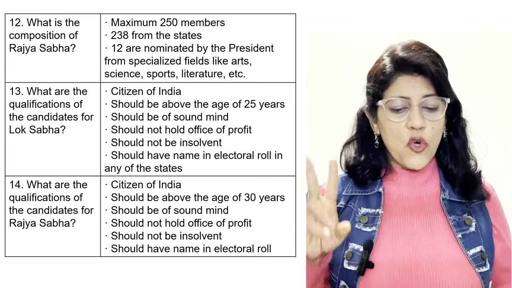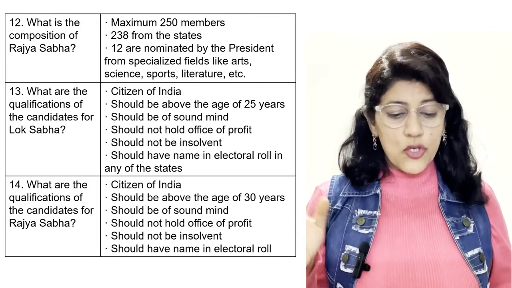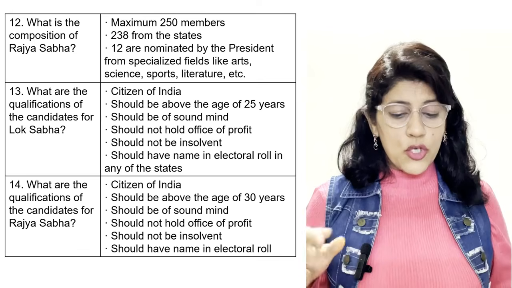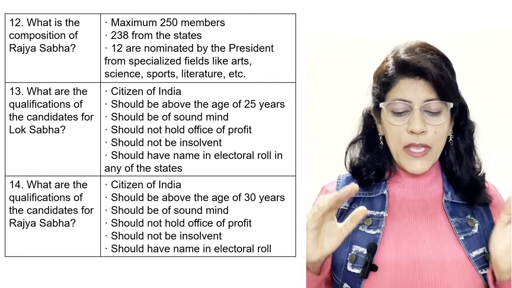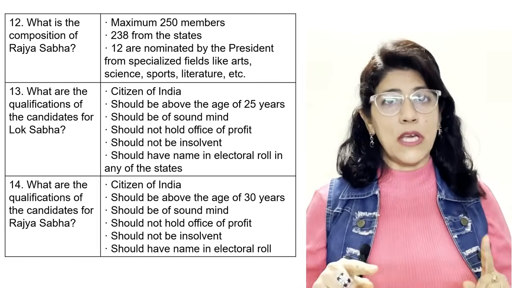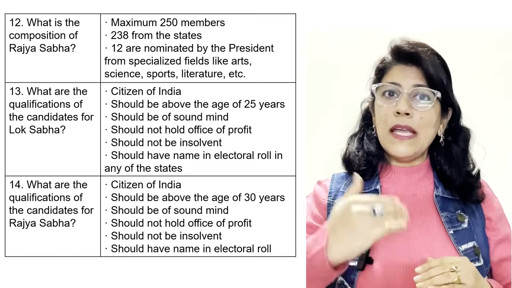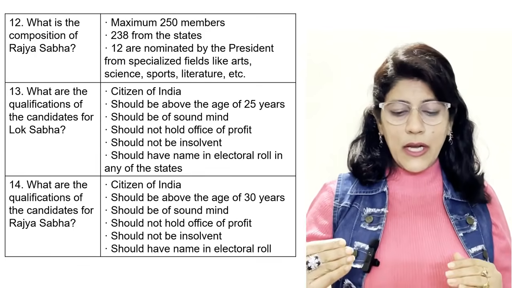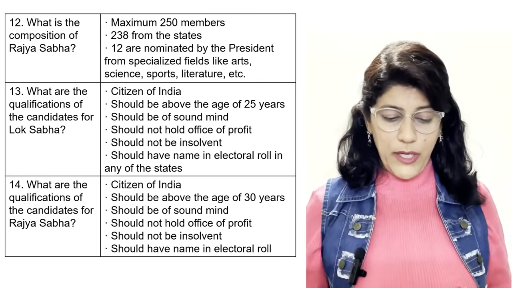What are the qualifications of the candidate for Lok Sabha? Citizen of India, should be above the age of 25 years, should be of sound mind, should not hold office of profit, should not be insolvent, means in debt, and should have name in electoral roll in any of the states. You know, this time you will get twisted questions, so if they ask that someone is from this state, can they stand for that state? Yes, having your name in the electoral roll of any state is necessary.